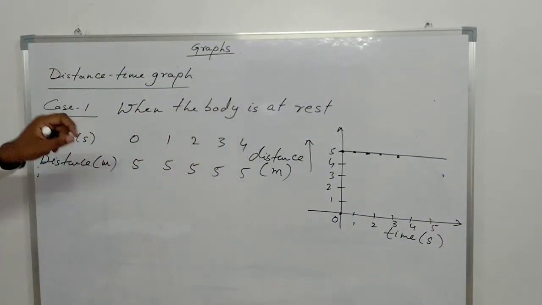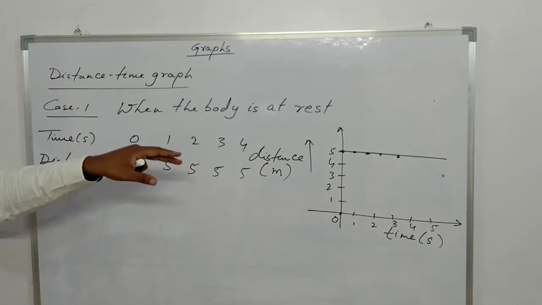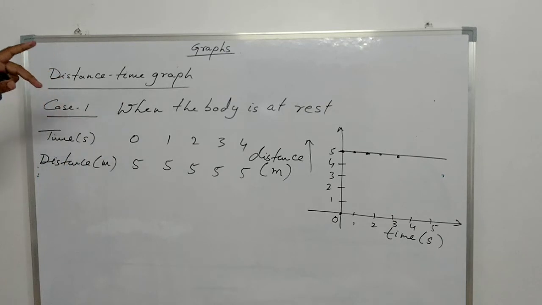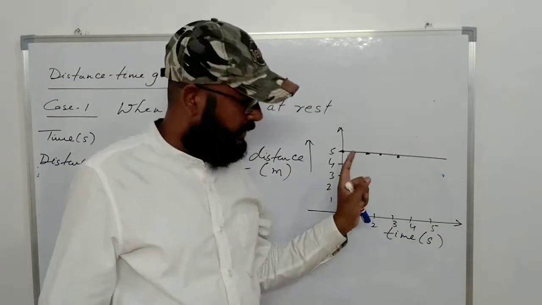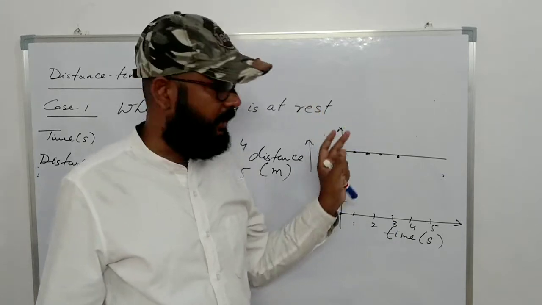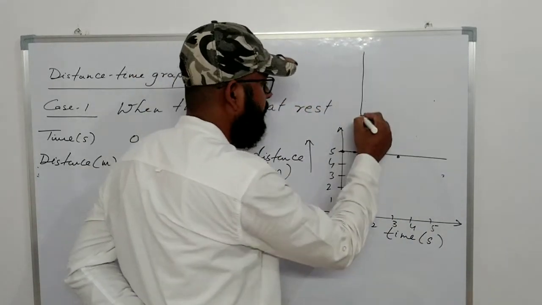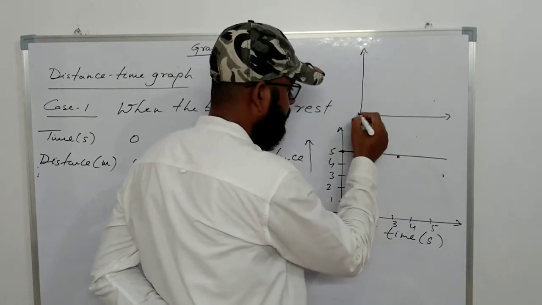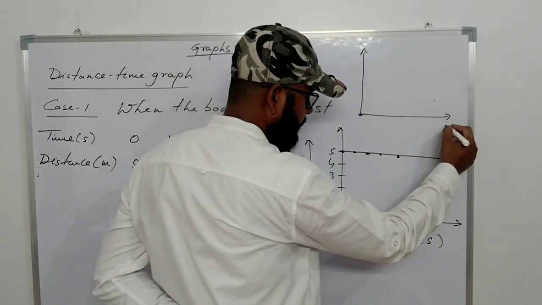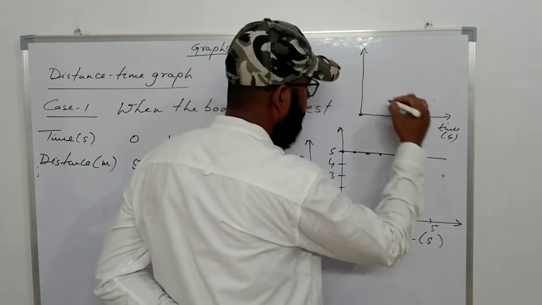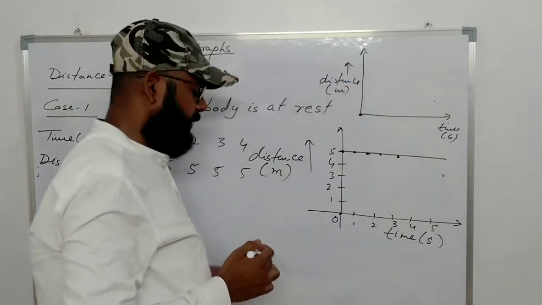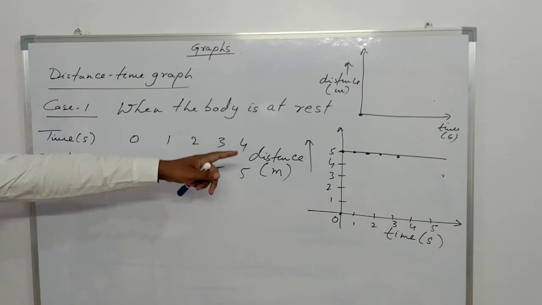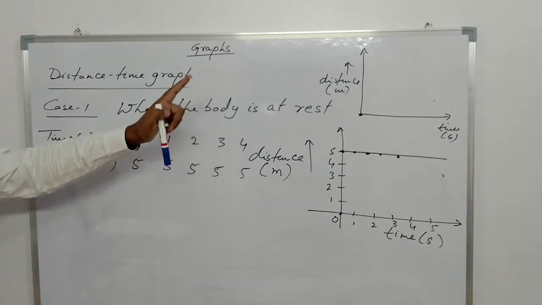This graph shows that the body is at rest at a distance of 5 meters from the origin. Okay, so you can say that the position of a body does not change with time. This is given in most books. Okay, like this is given, but this is also correct. Suppose time in seconds, and distance in meters. Okay, so this is the condition when the body is at a distance of 5 meters.